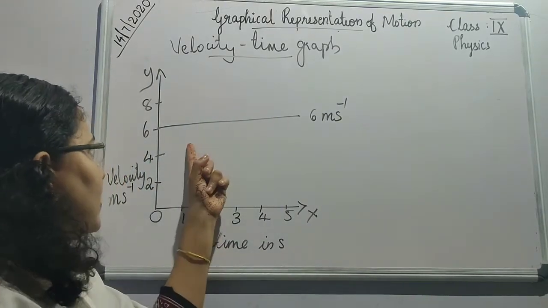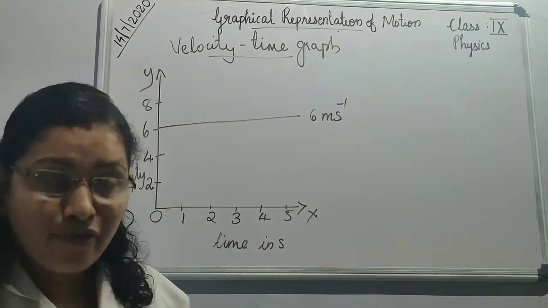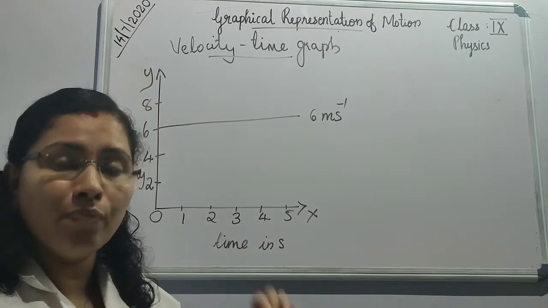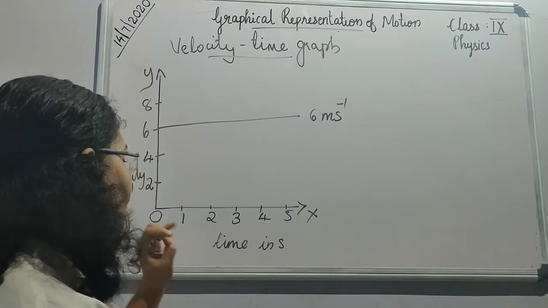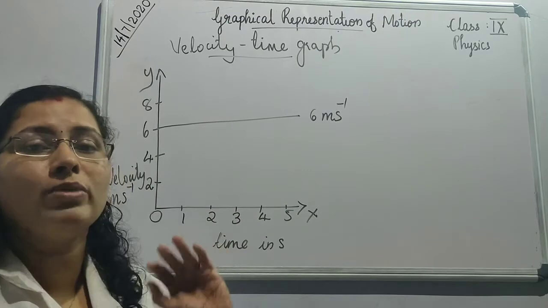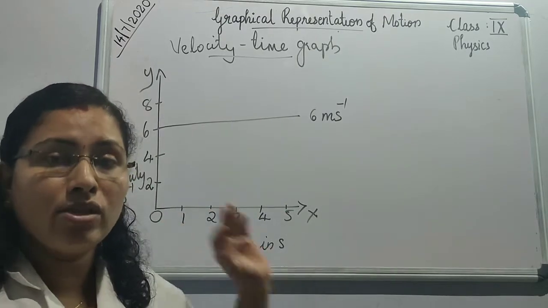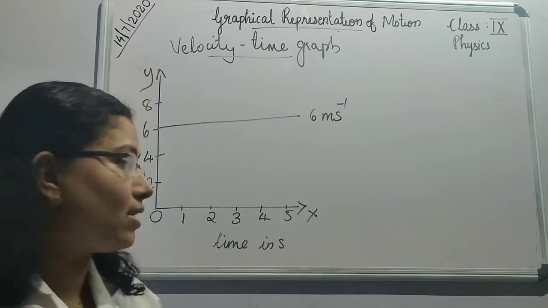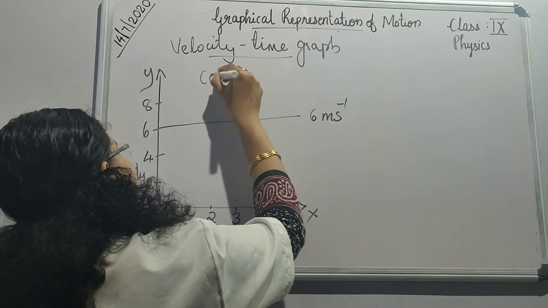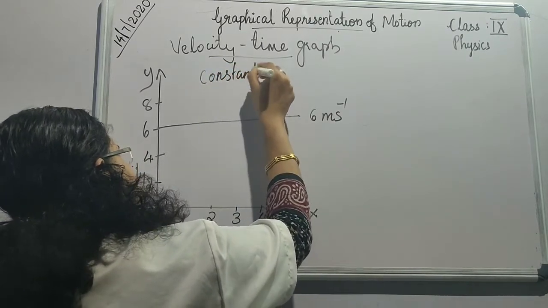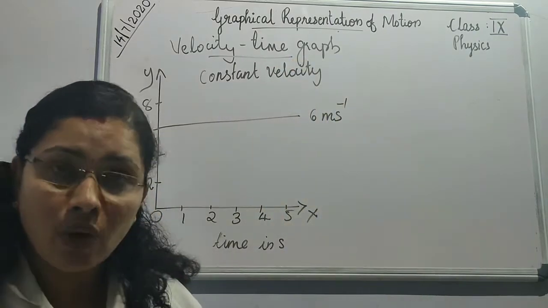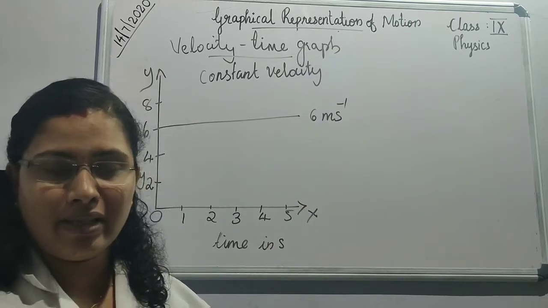So here I have got a graph which is parallel to the x-axis, and that means that the body moves with a constant velocity. With the passage of time, the velocity of the object does not change. That is, the velocity is constant. That's why we are saying that the body moves with a constant velocity of 6 meter per second.